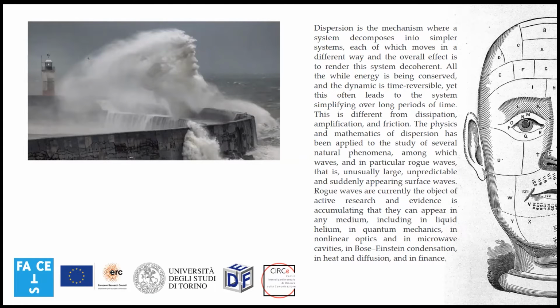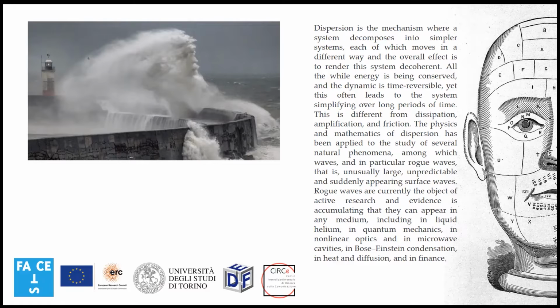Dispersion is the mechanism where a system decomposes into simpler systems, each of which moves in a different way, and the overall effect is to render the system decoherent. All the while, energy is being conserved and the dynamic is time reversible. Yet this often leads to the system simplifying over long periods of time. This is different from dissipation, amplification, and friction.